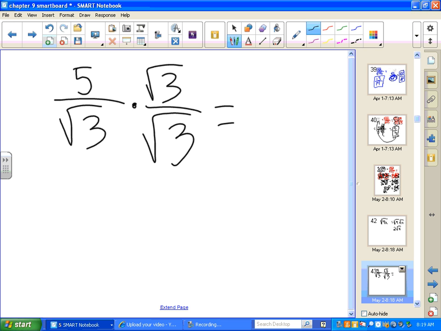That makes no sense. So 5 times the square root of 3 is just 5 square root of 3. What? No. Square root of 3 times square root of 3, Alyssa, is the square root of 9. The product property of radicals says multiply them together. 3 times 3 is 9. Okay? Square root of 3 times square root of 3 is square root of 9. Jeremy, what's the square root of 9? Good. So your answer is 5 square root of 3 over 3. Does that make more sense?